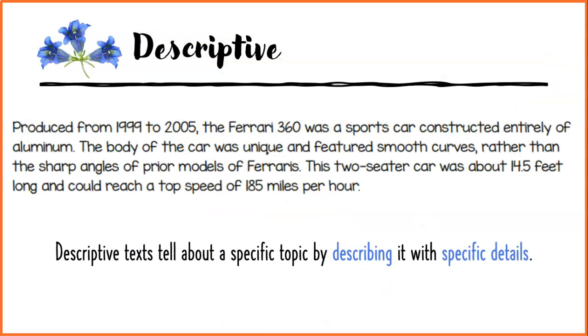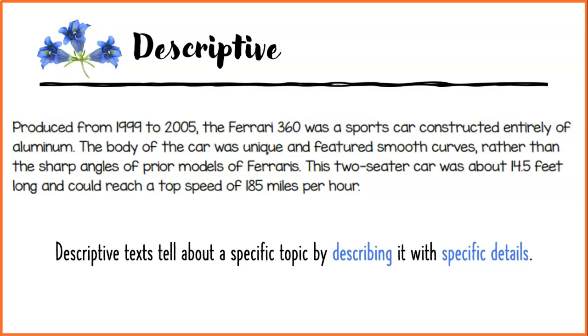Our next text structure is the descriptive text structure. Descriptive texts tell about a specific topic by describing it with specific details. This is the easiest text structure to spot. So our example passage says, produced from 1999 to 2005. Okay, that's a detail that tells us when it was made.